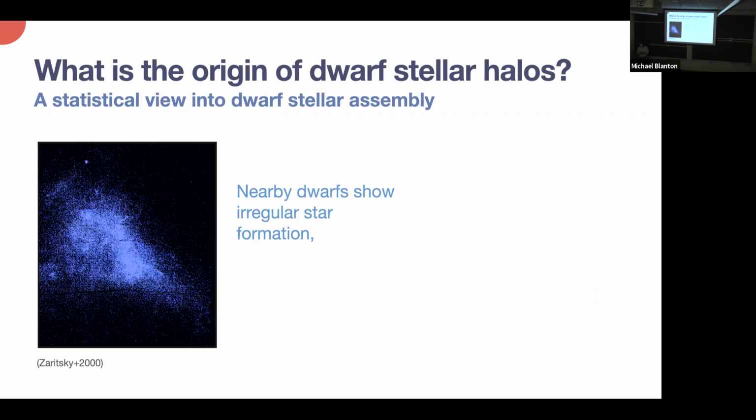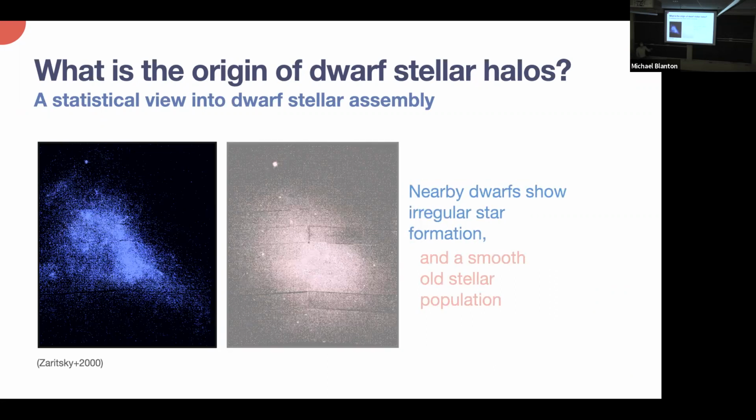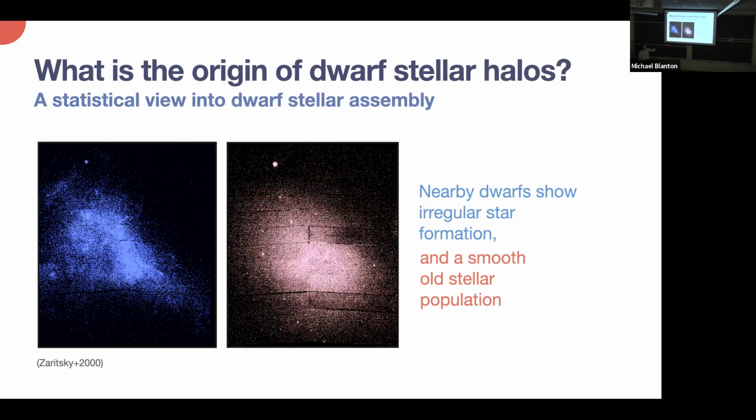Okay, so nearby dwarfs show irregular star formation. This is the SMC, so extremely nearby. And they also show a smooth old stellar population. And it's very tempting to make this structural analogy between this irregular star formation and smooth old outskirts as the Milky Way disk and classical stellar halo.